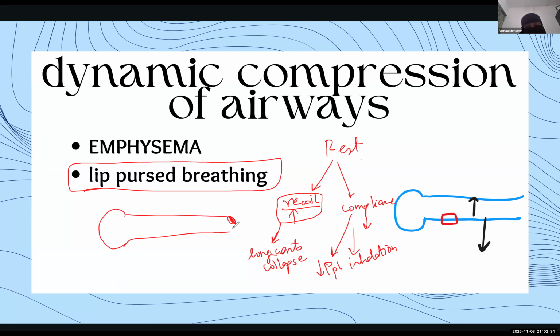Only a small place for air to come outside. Because the air is now going through a smaller hole, there is increased pressure over here. This increased pressure makes sure that even though the recoil force is high, even though the lung is trying to compress on itself, the increased pressure inside the airways, because the person is breathing with pursed lips, will make sure that the airways remain patent. Did you guys get that?